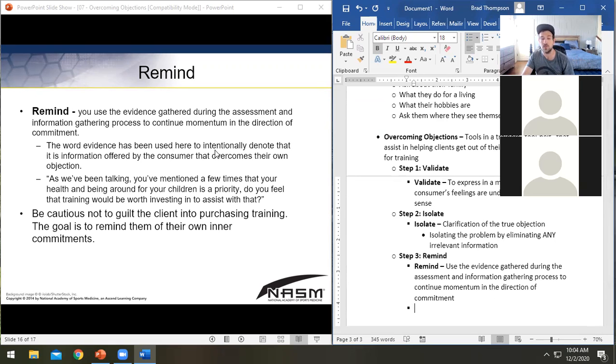So the word evidence has been used here intentionally to denote that it's the information offered by the consumer. This is their word. These are things that they have said they want to achieve, right? So you can say, as we've been talking, you mentioned a few times that your health and being around your children is important. Do you feel that training would be worth investing in order to assist that?